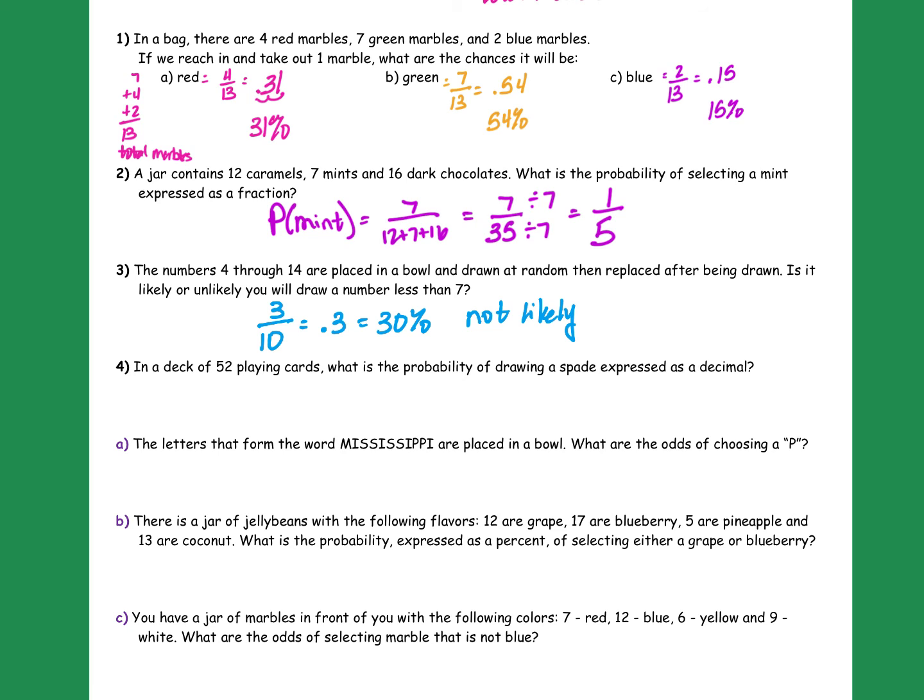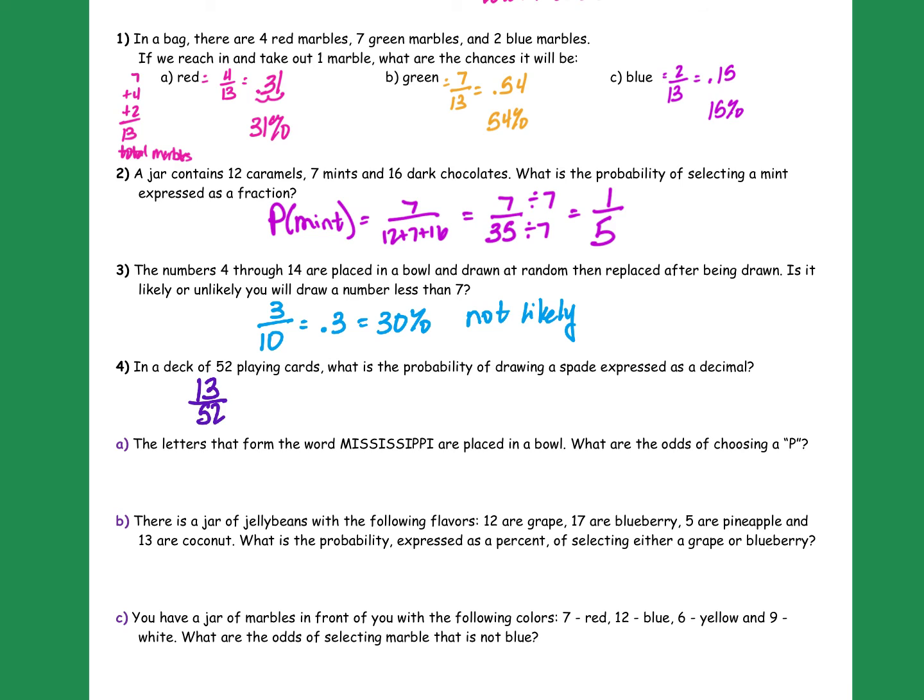In a deck of 52 playing cards, what is the probability of drawing a spade, expressed as a decimal? So we have 52 cards, right? We need to know how many of those cards are spades. How many suits are in a deck of cards? How many different suits? 4. So how do I find out how many of those cards are spades? 52 divided by 4. It should be 13.